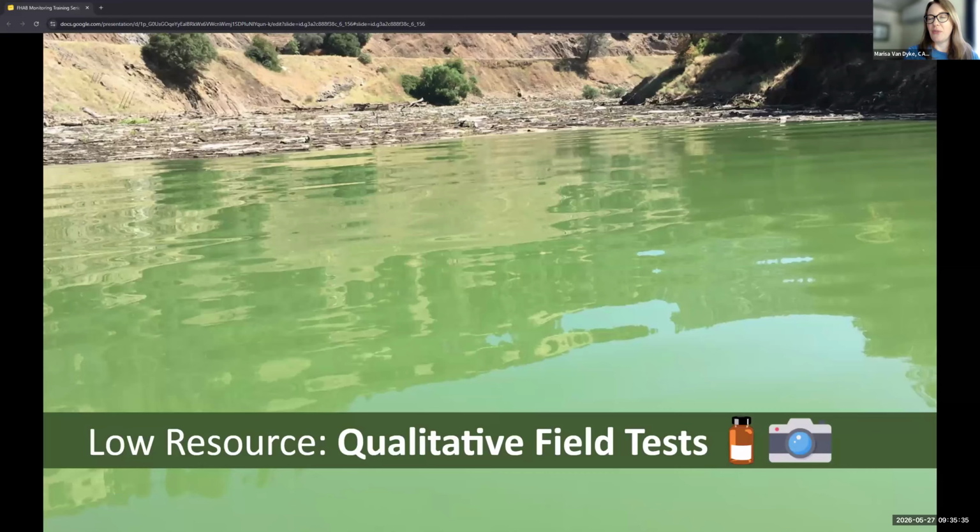All right, so as part of the low resource category, we also have some qualitative tests. These are simple tests. Again, doesn't require lab analysis, which helps you distinguish cyanobacteria from other green organisms that look quite similar. And these are not necessarily 100% accurate, but they're really a key part of your monitoring.